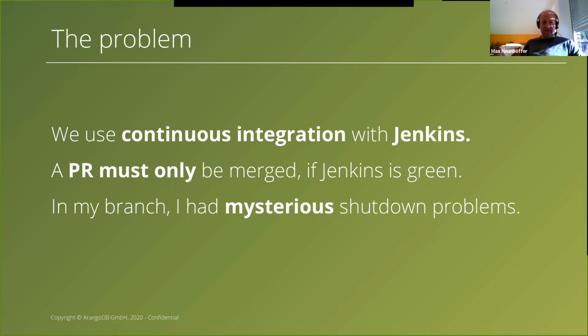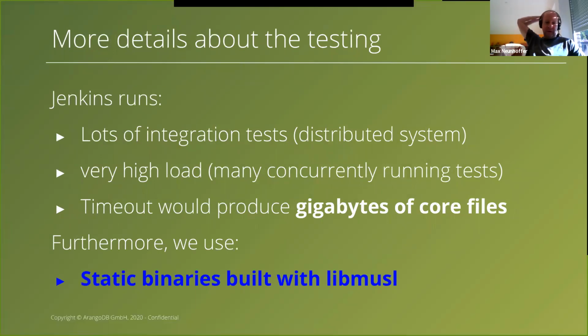What happened is that I had mysterious shutdown problems. So in Jenkins, we run a lot of integration tests. And obviously, we start ArangoDB, we start ArangoDB clusters, we shut them down again. And obviously, the Jenkins framework expects that when we shut down the database, the processes go away. So this going away sometimes would just not happen.